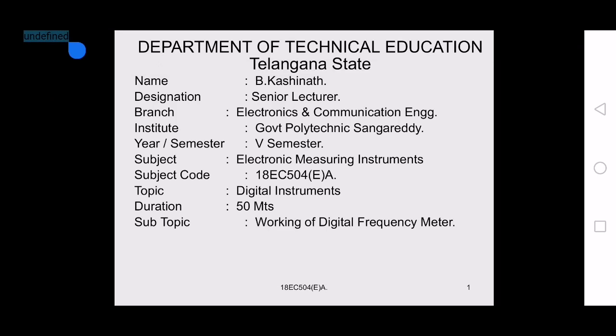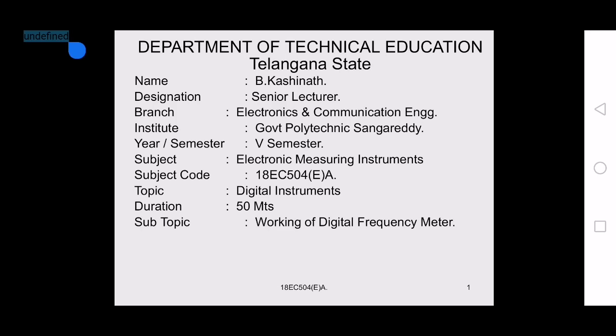So it is an elective subject, and it is the first option. The subject code is 18 EC 504 EA. So in this subject, I am teaching electronic measuring instruments.